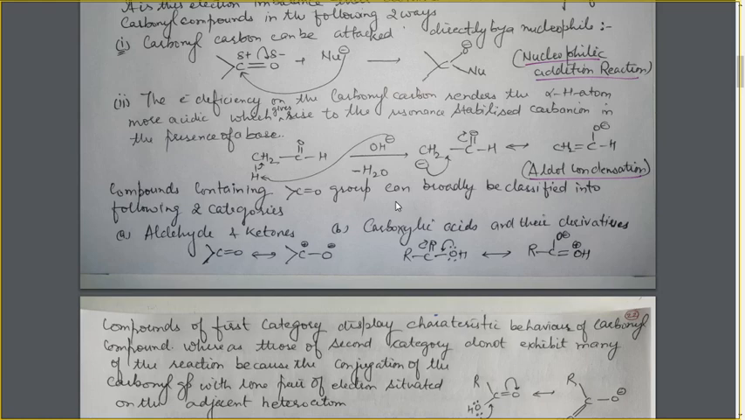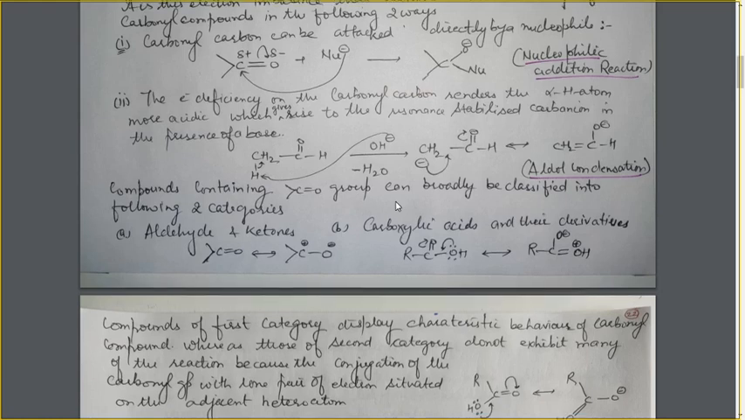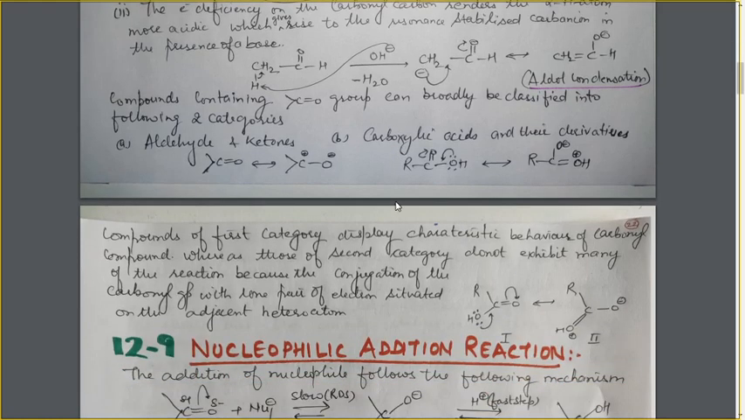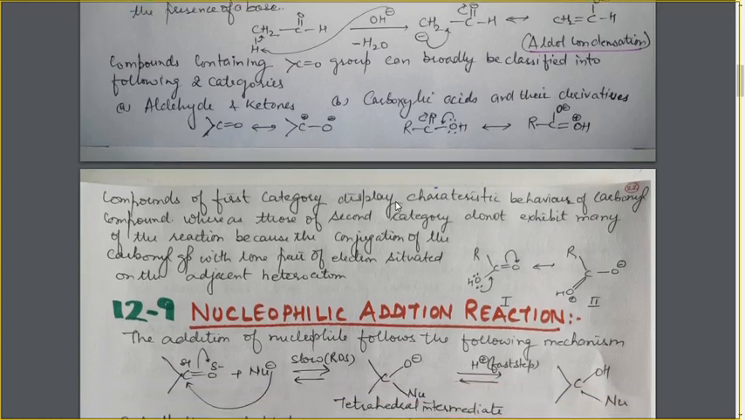Now, as in the beginning of this chapter, we have discussed that carbonyl compounds also include carboxylic acids and their derivatives. Both the compounds contain the C=O group, that is the carbonyl group, but they differ much in their chemical properties. Aldehydes and ketones show some characteristic reactions of this C=O group which are missing in the case of carboxylic acids and their derivatives. Now, why is this so?